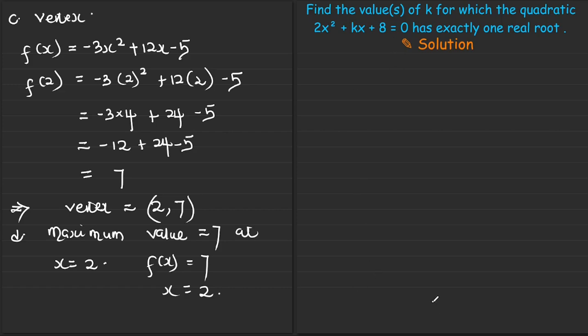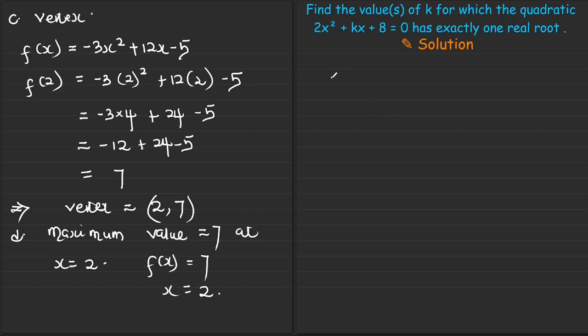For this question, it says find the value or values of k for which the quadratic 2x squared plus kx plus 8 equals 0 has one real root. It has just one real root. Remember, if a quadratic has one real root, then it is a double or a repeated root. Because for quadratic functions, so far as the highest degree is 2, you are expecting 2 roots. But if you are told that there is just one real root, then there's a repeated root. So we know for the root to be repeated, the discriminant must be equal to 0.